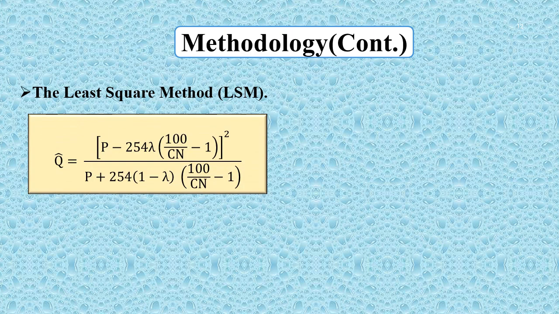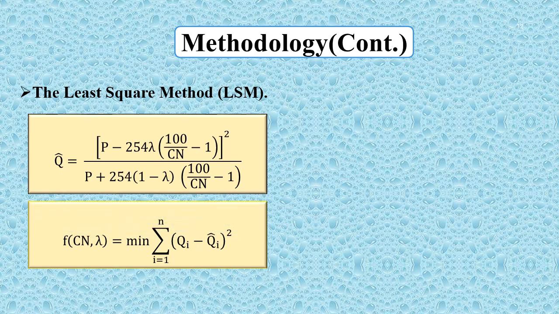This is the formulation for the least square method. We can estimate our runoff from the model, from the NRCS method, and then compare this outflow or runoff with the observation. Then we minimize the squared difference and solve this optimization problem to find the Cn and lambda that fit.